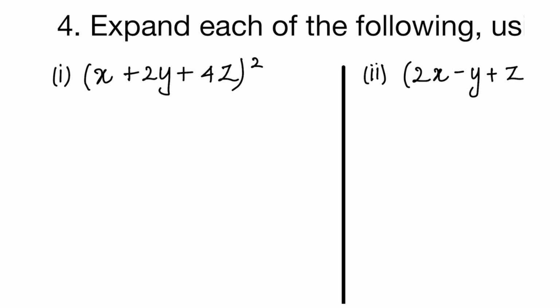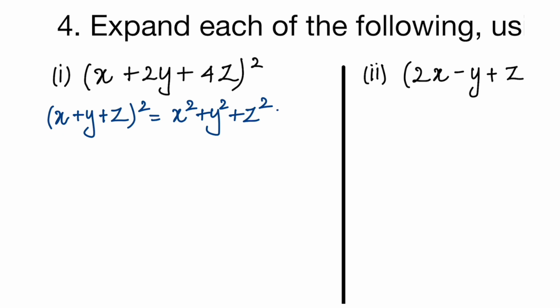In the first subdivision we have x plus 2y plus 4z the whole square, and this, as you can see, can be written in the form of x plus y plus z the whole square. So what is that identity? x plus y plus z the whole squared is equal to x squared plus y squared plus z squared plus 2xy plus 2yz plus 2zx. This is the identity. It's quite a long identity, but it's easier for you to memorize.